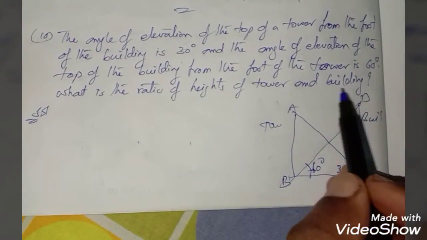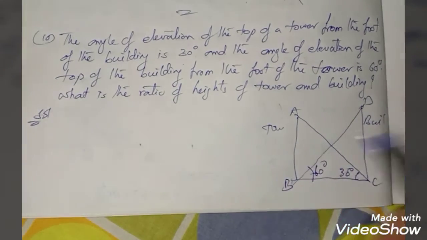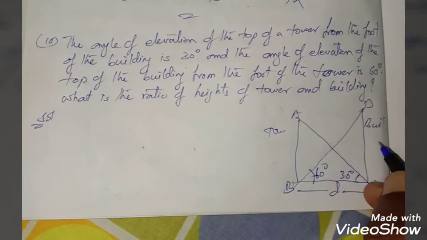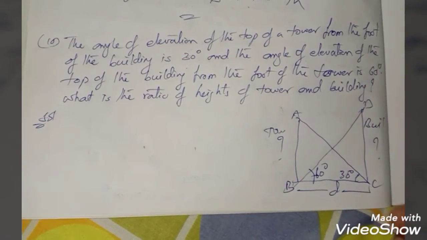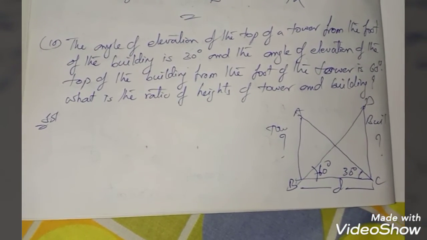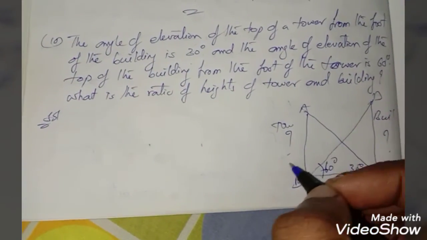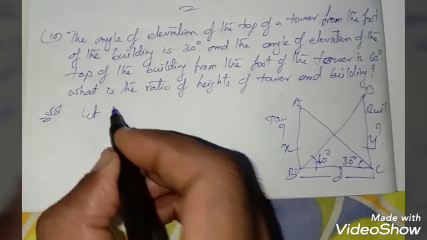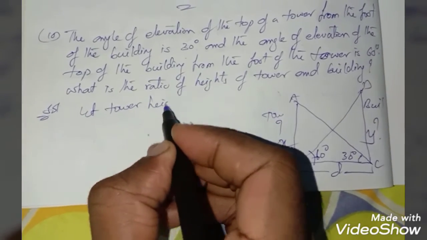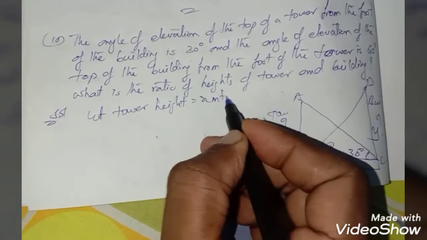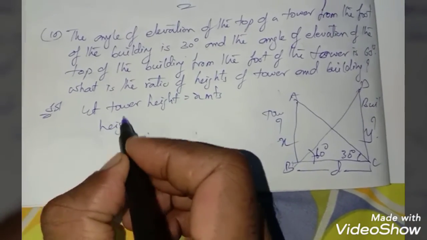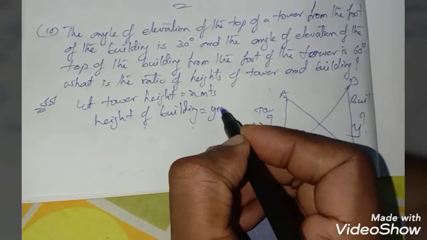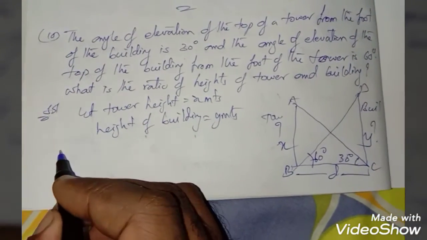Right. Now what is the ratio of the height of the tower and the building? You have to find the ratio of the heights, where we don't know the distance, nor the height of the building or the tower, but we have to find the ratio. So let us denote the tower height as x and the building height as y. So let the tower height be x meters and the height of the building be y meters.